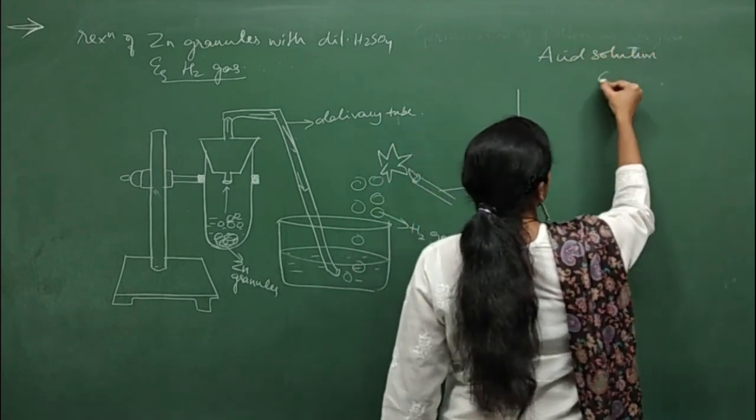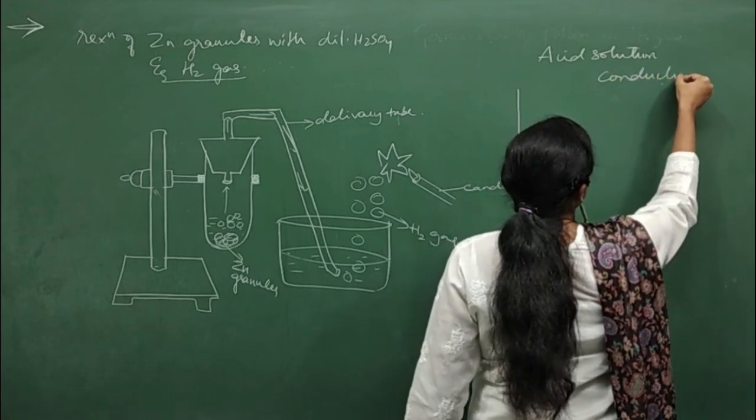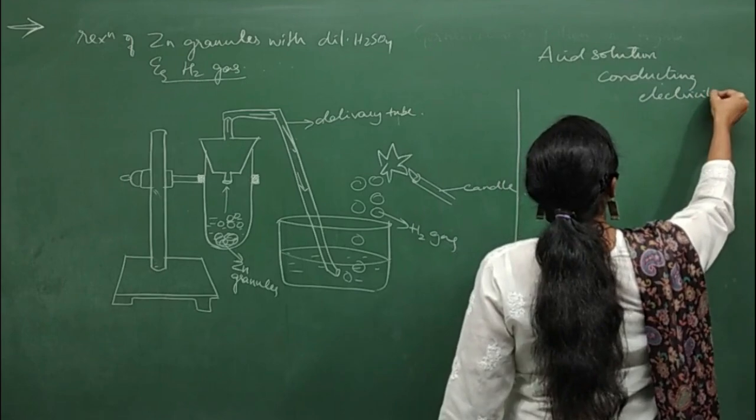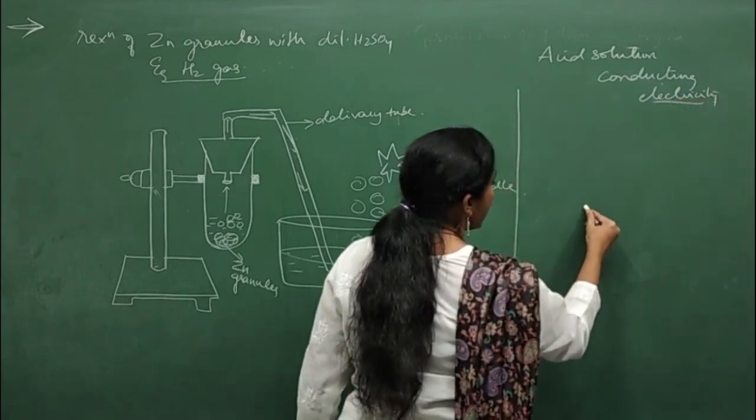In the same chapter you have another diagram, acid solution conducting electricity. How do you show that diagram? It is also very simple.